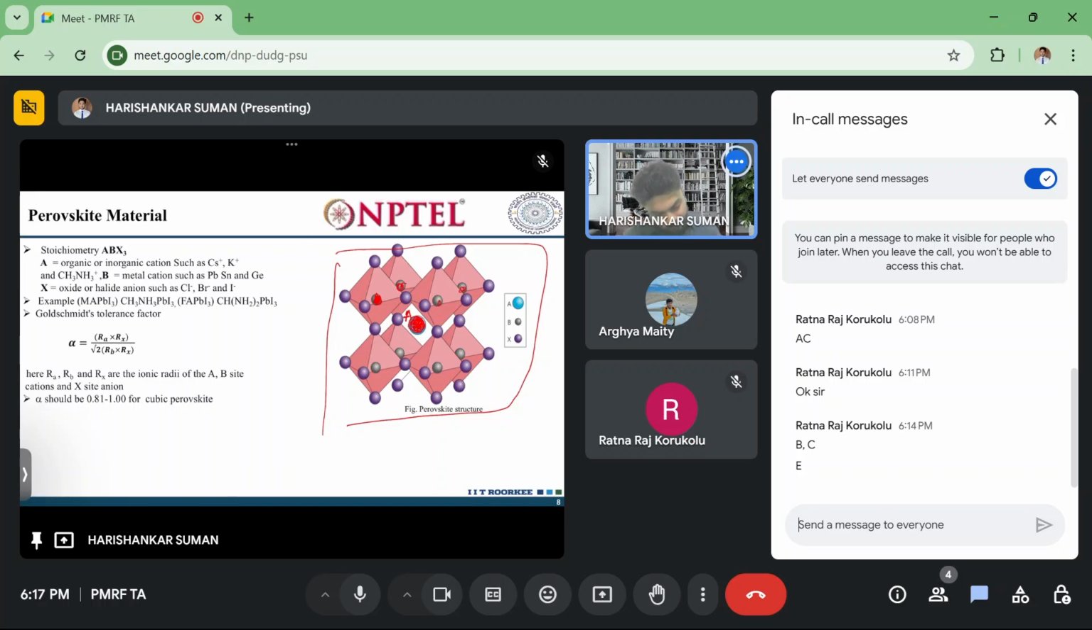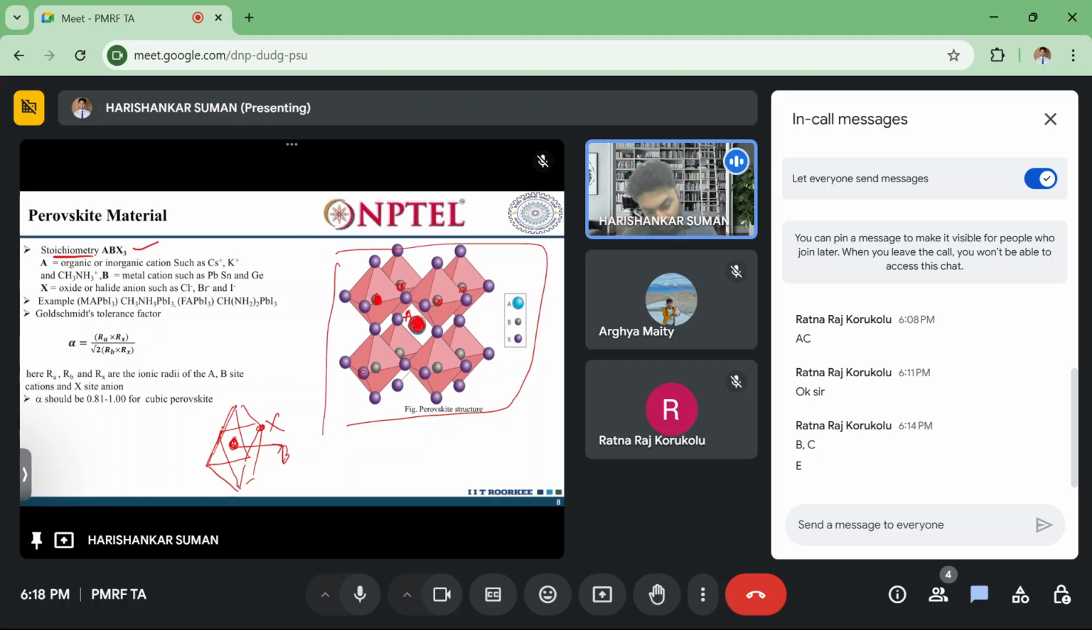Sorry, here like that. This is B. A corner sharing as halogen part. Okay, so this is the stoichiometry ABX3.